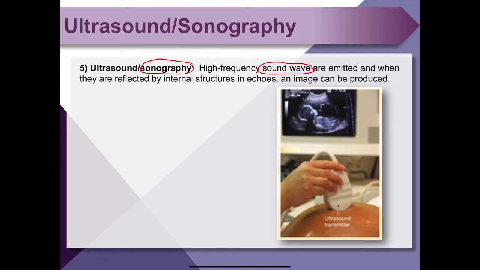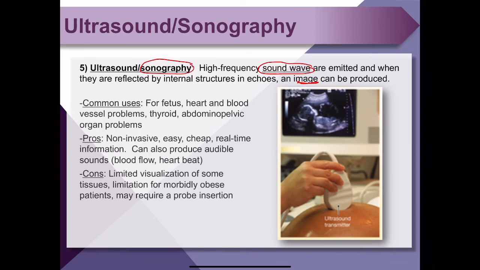And those echoes collected by the sensor is what creates an image. So the common uses for ultrasound is for fetal monitoring, heart monitoring, blood vessel problems, thyroid problems, or abdominal pelvic organ problems. Ultrasound is also commonly used to look at heart functions, where we're looking at heart valve opening and closing to see whether the valve is working as it should. So you will see people doing chest sonography for heart problems.